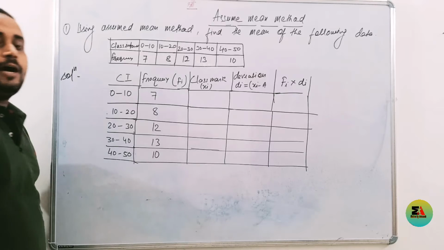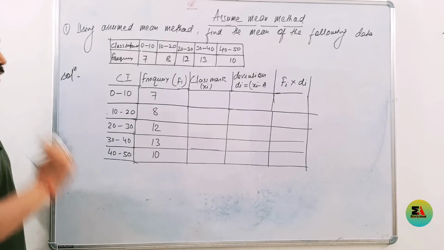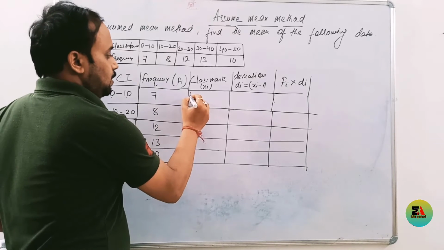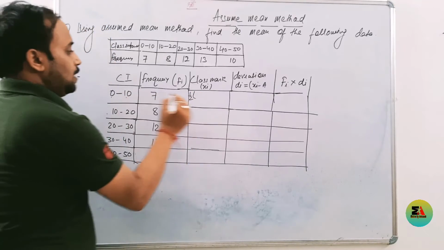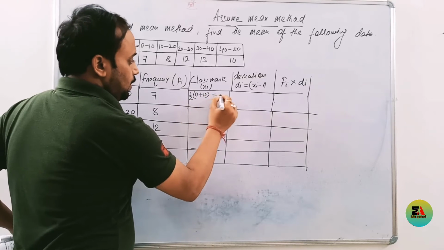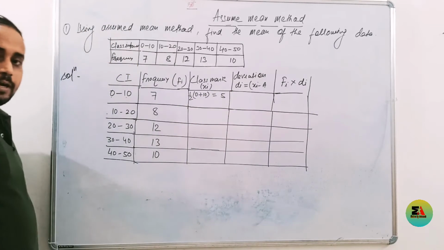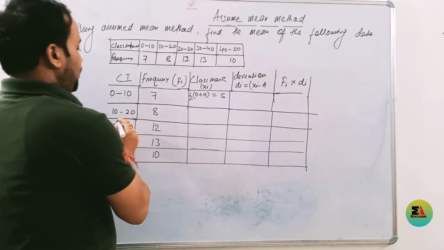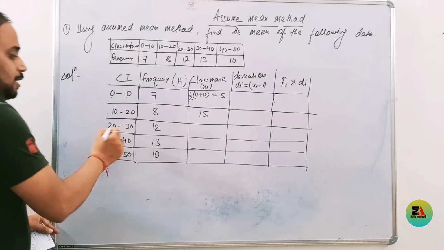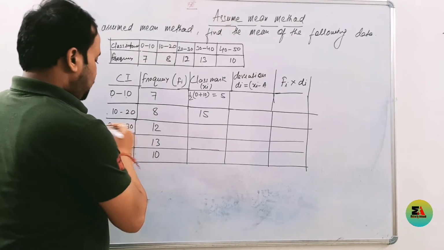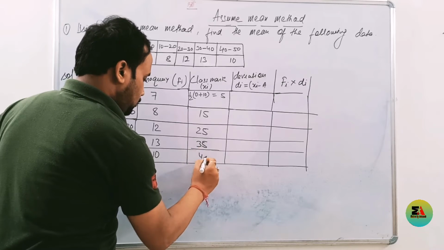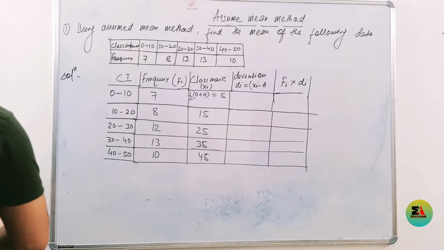Clear? We know how we find the class mark, but I repeat once again. This is our lower limit, this is our upper limit. How do we find the class mark? Half of lower plus upper. Here lower is 0, upper is 10. We get 5. Clear? Now next, in the same way, 10 plus 20 is 30, 30 by 2 is 15. Same as 20 plus 30, 50 by 2 is 25. In the same procedure we get 35. In the same procedure we get 45.